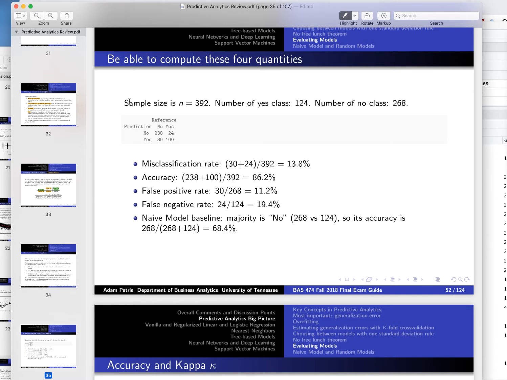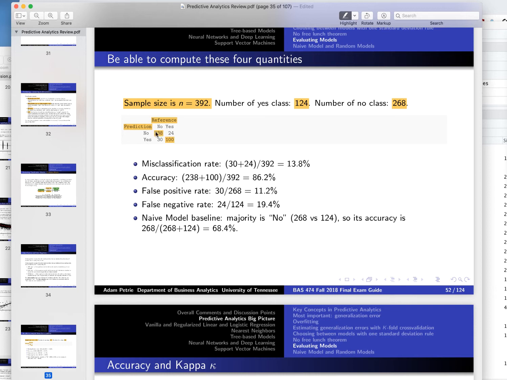Here's an example taken from the PIMA diabetes data set, where we're trying to predict whether or not a woman has diabetes based on some of her physical characteristics. There are about 400 women in this data set: 124 have diabetes and 286 don't. When we compare the reference, the actual class, versus the predicted class, here's what happens. When the woman doesn't have diabetes, the model correctly predicts that 238 times. When the person does have diabetes, the model correctly predicts that 100 times.